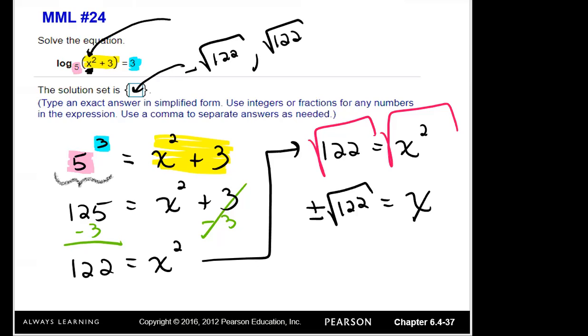You can have the negative one, that one, because x is not the log's base. And after you plug it in, first thing you do is square it, which will make it positive. And then positive plus 3 makes it even more positive. So there's no danger of taking a log of a negative number. So it should check. And that finishes up 6.4. Y'all good?